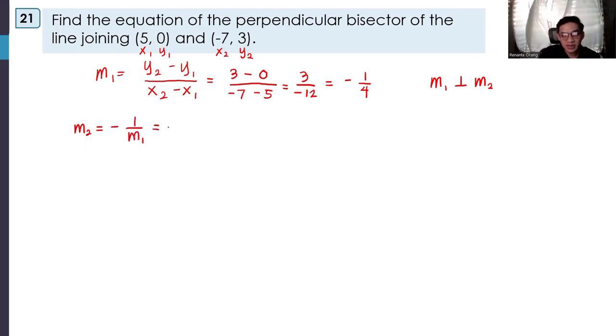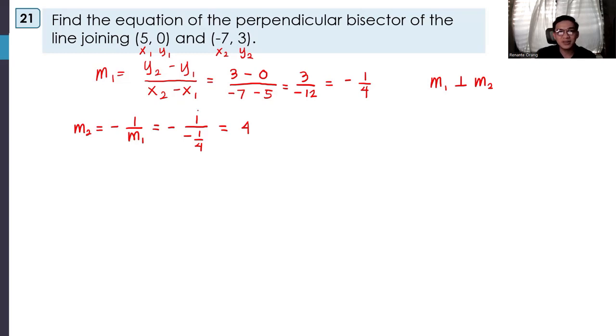So substitute natin negative 1 over negative 1/4. So negative times negative is positive, 1/4 i-reciprocal natin magiging 4. So therefore, the slope of our second equation is 4.